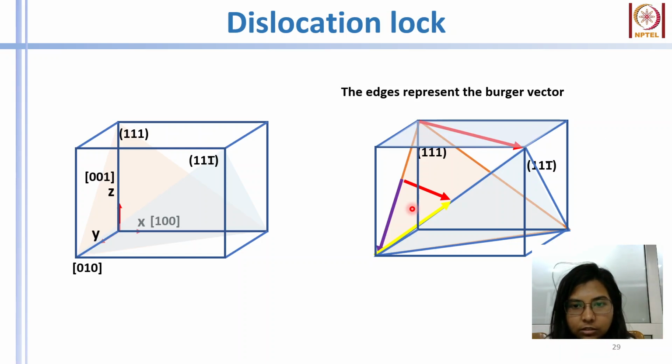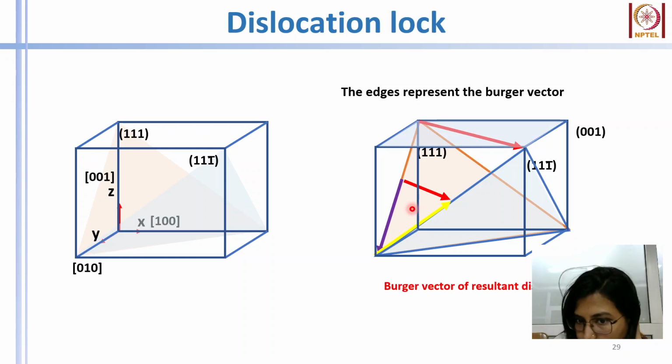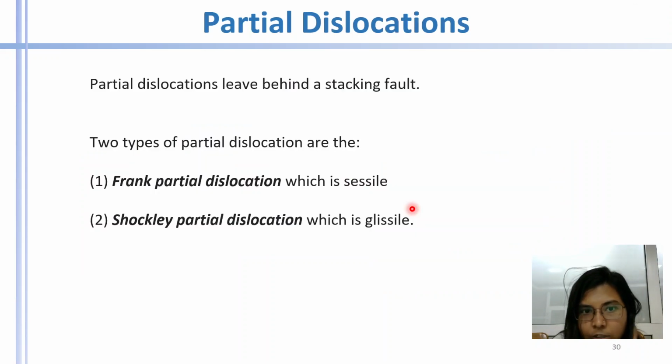So what is this face? It is the 001 face, right? So if there is a dislocation lock, the Burgers vector of the resultant dislocation will lie on the 001 plane. Okay, so this is the conclusion, that the Burgers vector of the resultant dislocation will lie along the 001 plane.